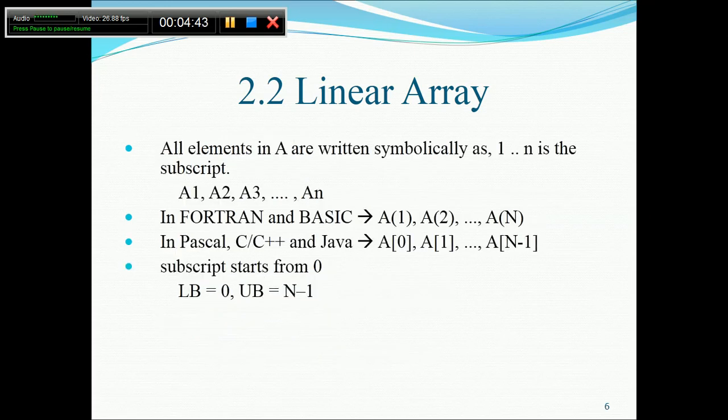Come to the linear arrays. All the elements in A are written symbolically as 1 to n in the subscript, like A1, A2, A3, An. In Fortran and Basic, it is A with smaller brackets (1), (2), up to (n), in this way. In Pascal, C, C++ and Java, it is A with bigger brackets [0], [1], and so on, up to [n minus 1]. Subscripts start from 0, that is the lower bound is equal to 0 and the upper bound is equal to n minus 1, where n is the total number of elements.